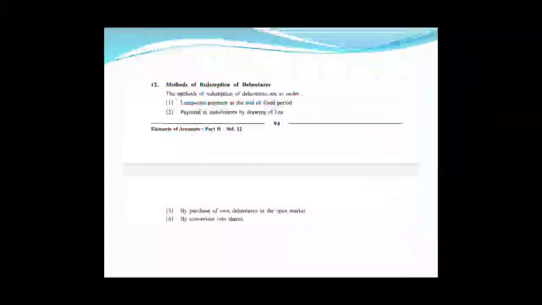Fourth method, we are on conversion of debentures into shares. This is a method of redemption of debentures where debentures can be redeemed by issue of shares in lieu of debentures. As per the terms of issue of debentures, a company can issue its equity or preference shares in lieu of debentures to the debenture holders. When debentures are converted into shares, the following journal entries are passed.